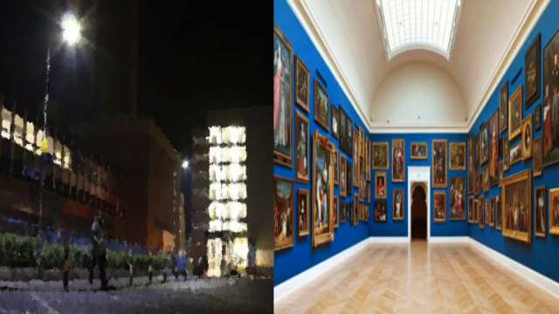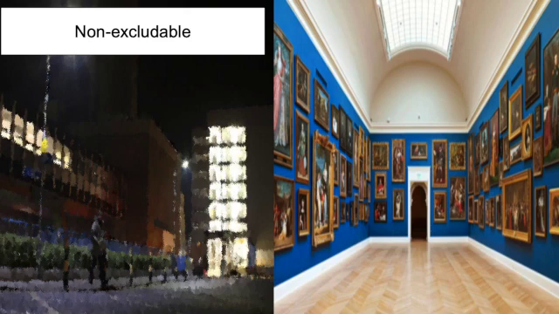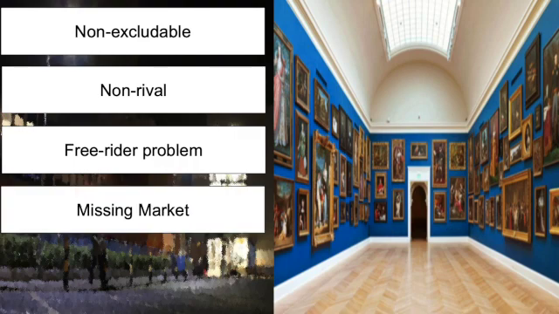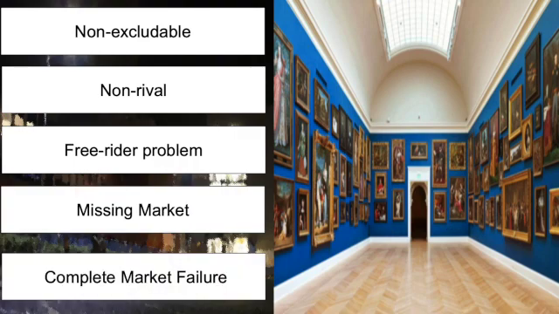So, just to remind you, a public good is non-excludable and non-rival. It includes the issue of the free rider problem. It's a missing market and it's complete market failure.